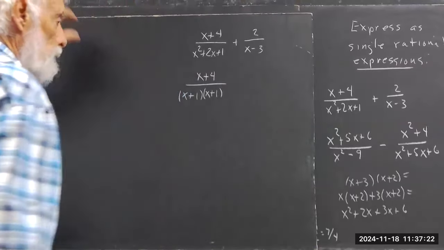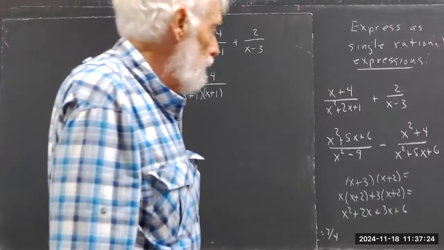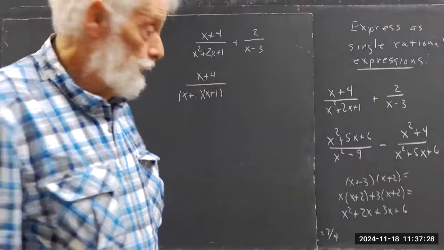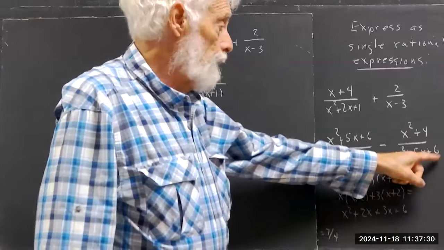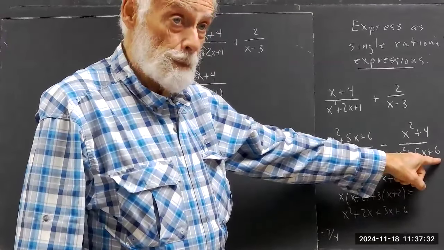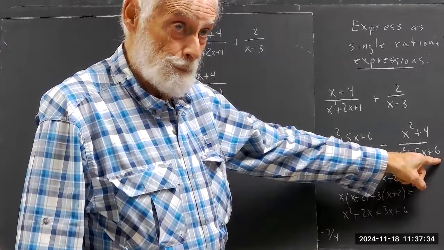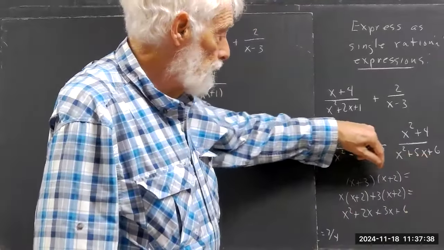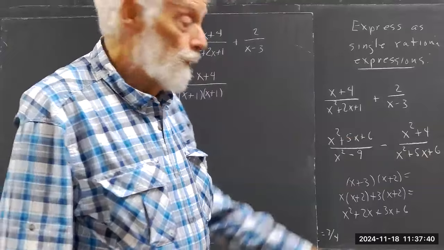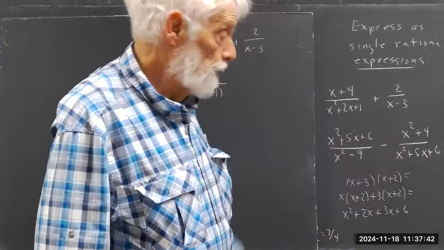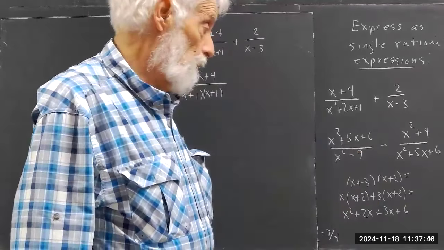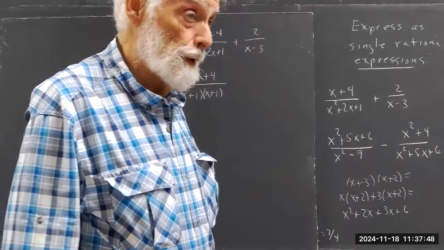Just to make sure we understand, factoring x squared plus 5x plus 6. We see that 6 can be written as 1 times 6 or 2 times 3. So we could either try x plus 3 times x plus 2, or x plus 1 times x plus 6. Well, we try 3 and 2 on the first try.